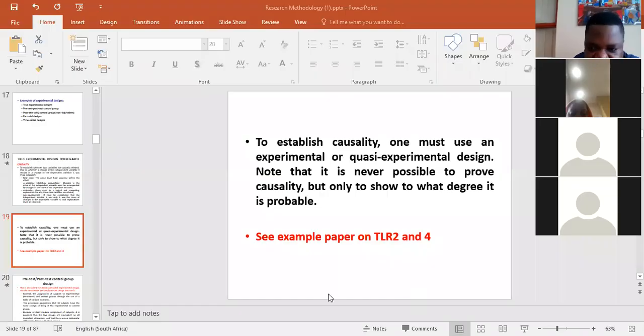But we still have other types of experimental design besides that one. Is there anyone who studies or wants to do an experimental design?